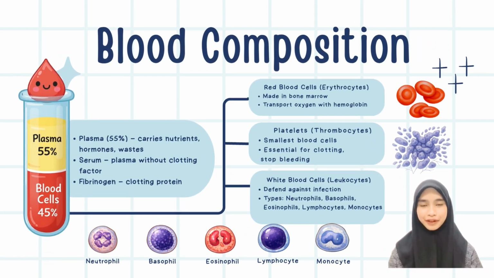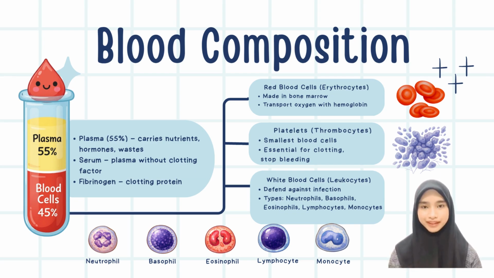Hi everyone, I'm going to present the composition of our blood. As you can see on the slide, our blood is divided into two main parts, plasma and blood cells. First, let's look at plasma, which makes up 55% of our blood. It is a liquid that carries nutrients, hormones and waste products. Within plasma, we have fibrinogen, a protein for clotting. If we remove the clotting factors from plasma, we are left with a substance called serum.